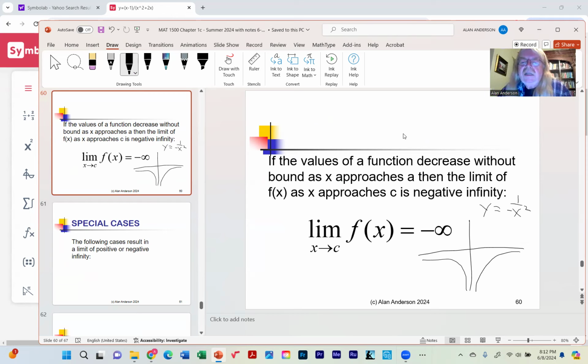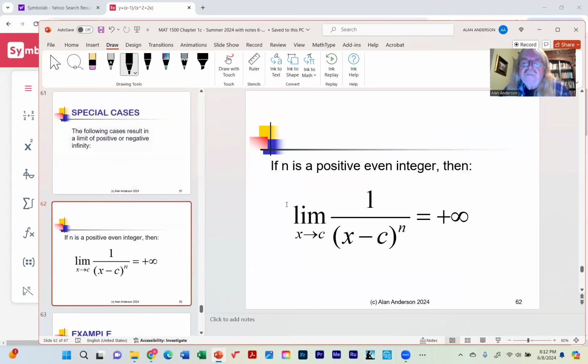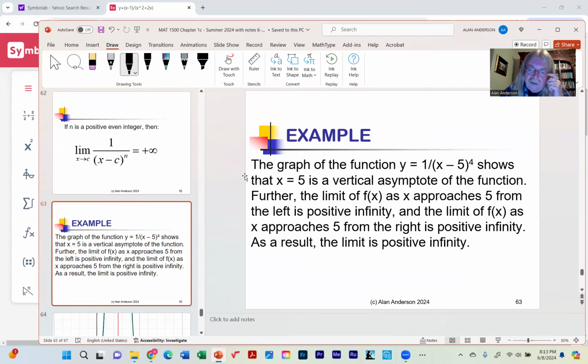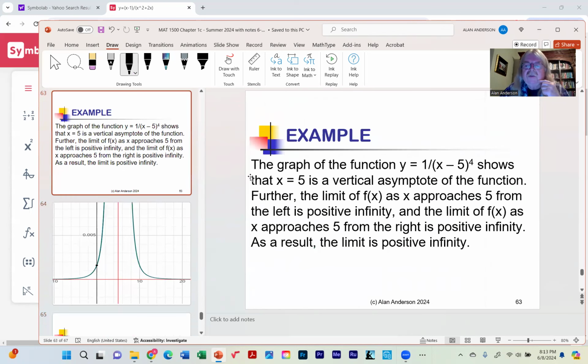Okay, now we have some special cases. There's always special cases. It is usually worth our while to pay close attention to them, because they can come in very handy in certain types of problems. For example, this one, well, that's interesting. This one goes to infinity. Okay. So here's an example of this one.